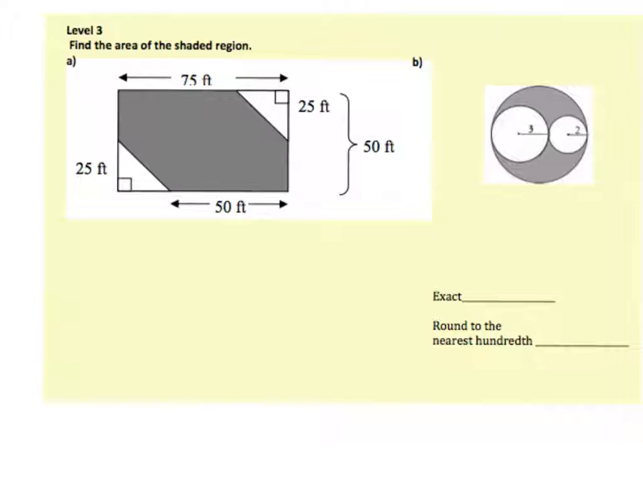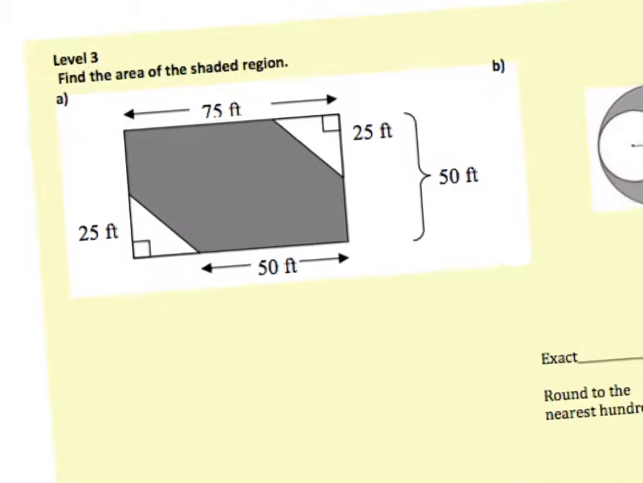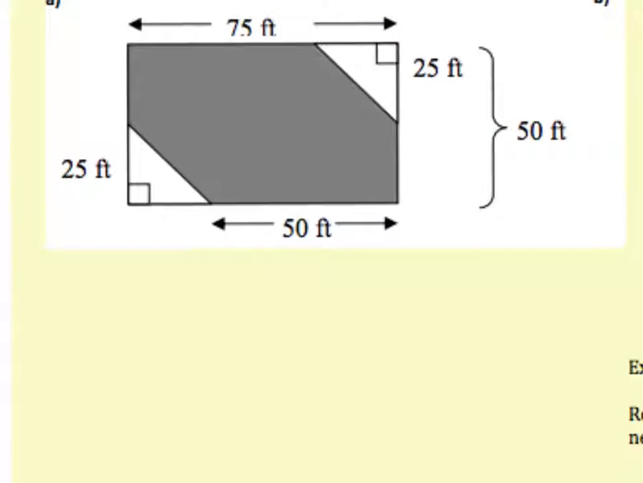So in A, we would subtract the area of those two triangles on the end. And in B, we would subtract the area of those two circles on the inside. So that's what you want to think about when you're doing these types of problems. So let's go ahead and look at A. We've got a rectangle as our big picture. We're going to find the area of the rectangle, and then we're going to subtract the area of the two triangles.